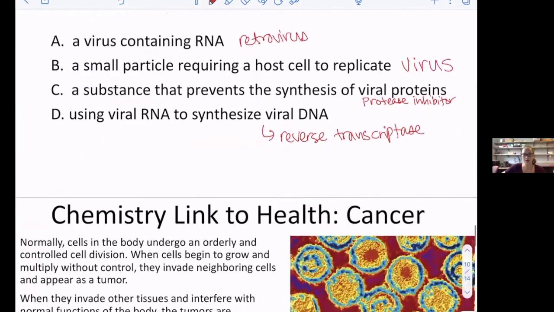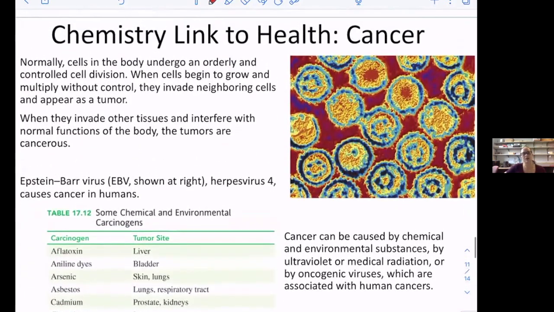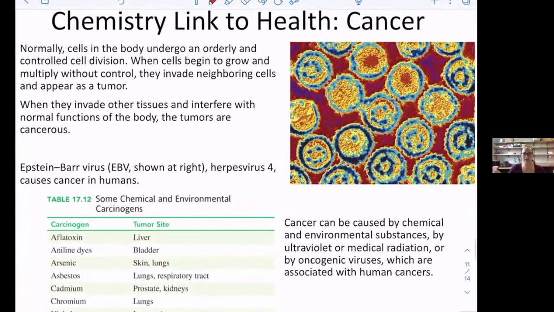Okay. And then our last little thing here, chemistry linked to health. So cancer, how does cancer work? Normally cells in the body undergo an orderly and controlled cell division. So there's a signal to your body to say, yes, I need another cell, there's enough room. When cells begin to grow and multiply without any control, so they lose that regulation, they invade neighboring cells and appear as a tumor. That's when you start getting overgrowth of a particular cell. When they invade other tissues and interfere with normal function of the body, the tumors are cancerous. So if it interferes with how your body could function, that's when it's cancerous.